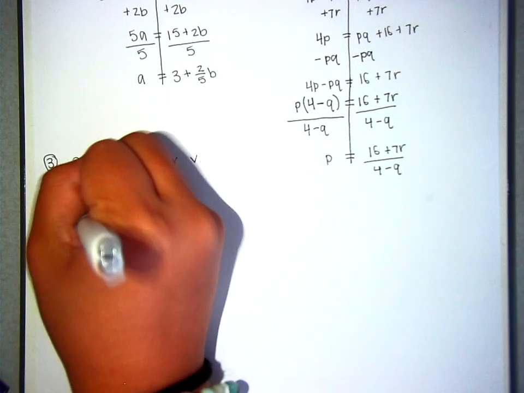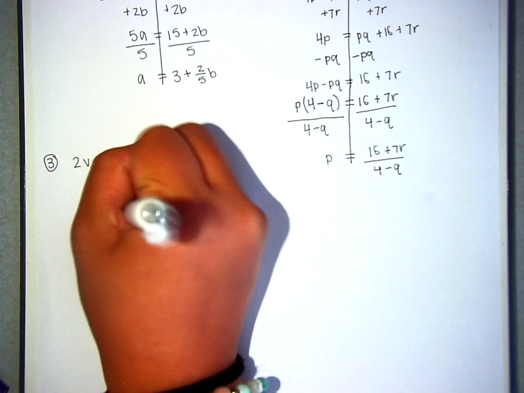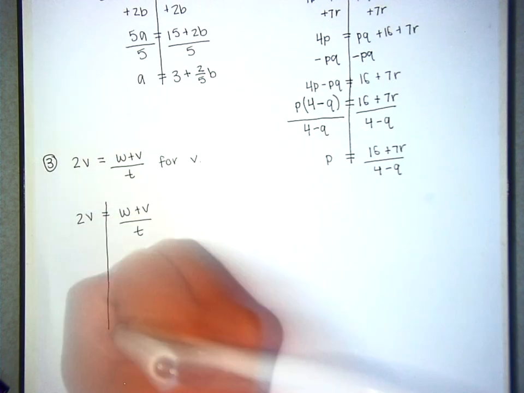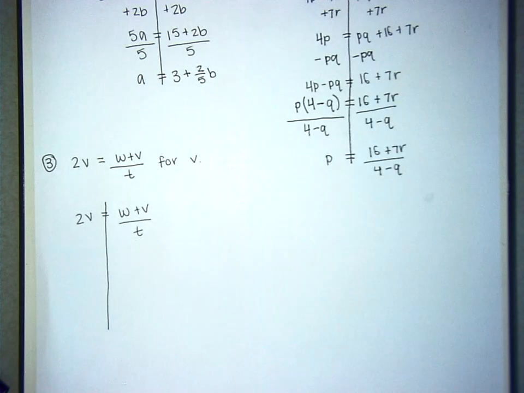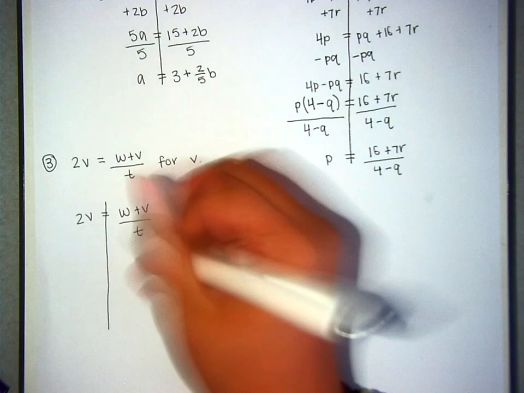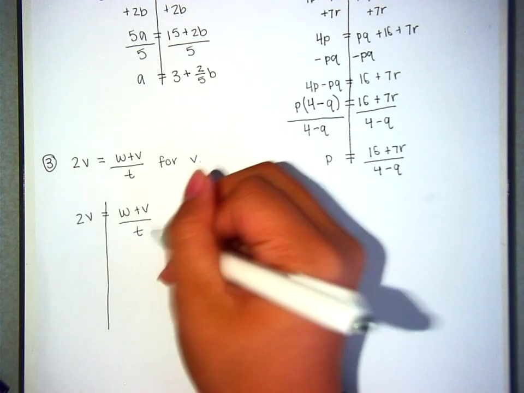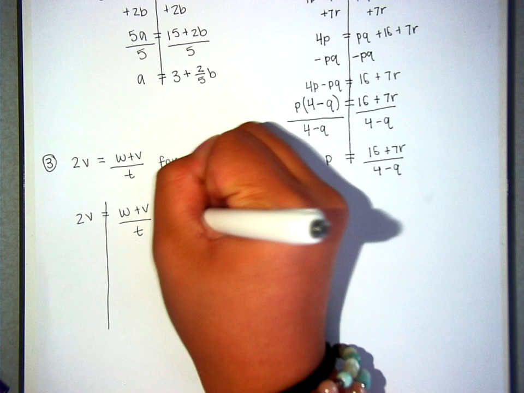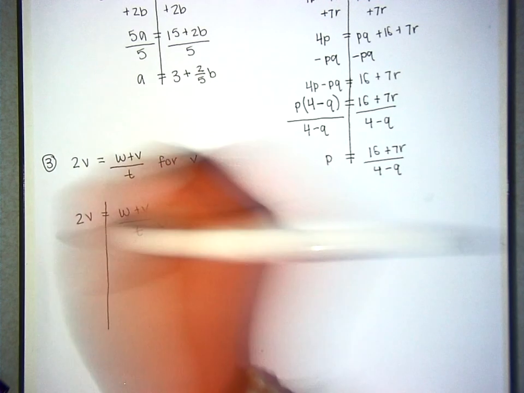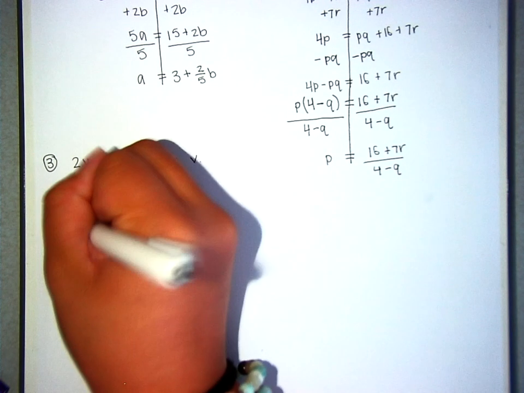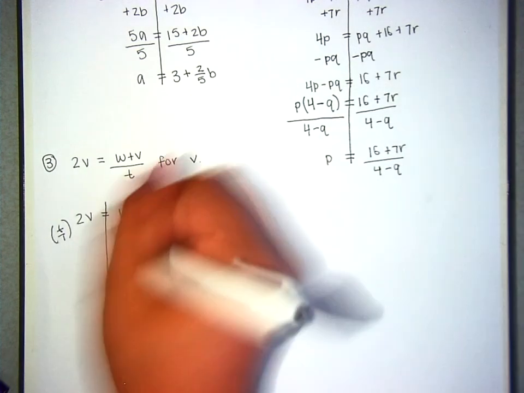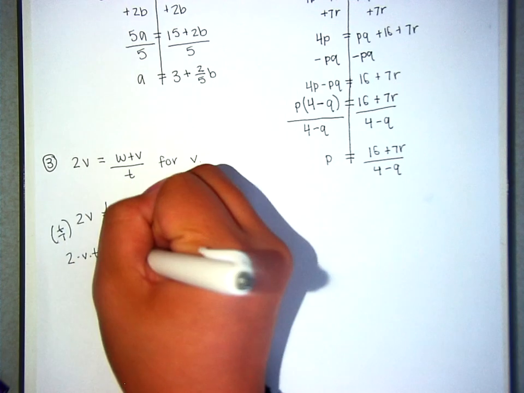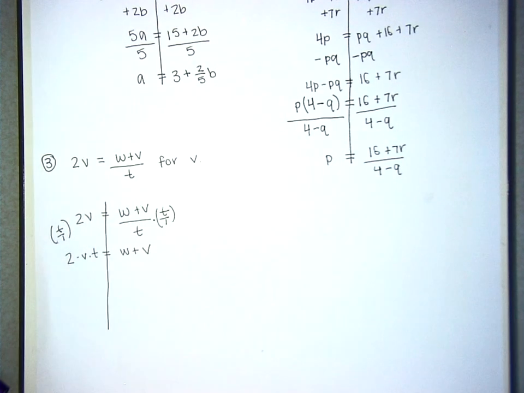Okay. So rewrite it. 2V equals W plus V divided by T. And we're going to draw our line. So when I see this division, to get rid of what's on the bottom, we have to multiply. So I'm going to multiply by T over 1, times T over 1. So then we have 2 times V times T equals W plus V. Nice.